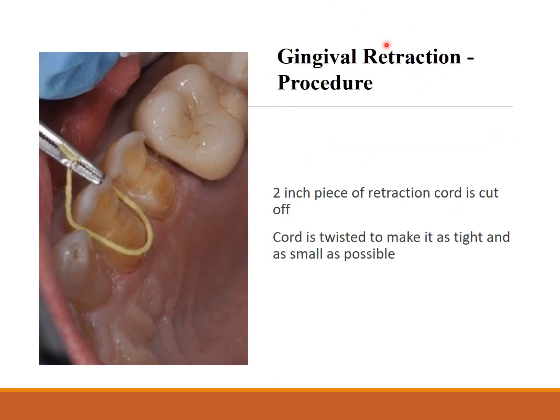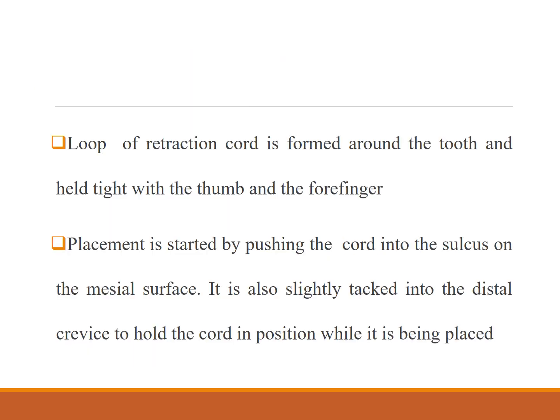Coming to gingival retraction procedure. A 2-inch piece of retraction cord is cut off and twisted and made as tight and small as possible. A loop of retraction cord is formed around the teeth and held tightly with the thumb and forefinger pressure.